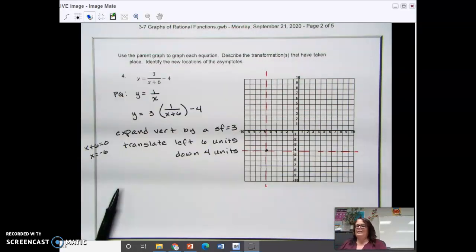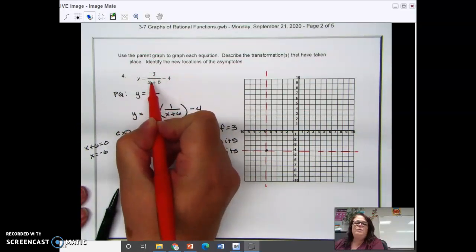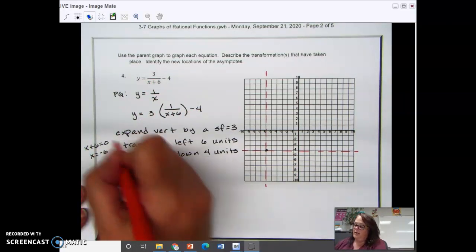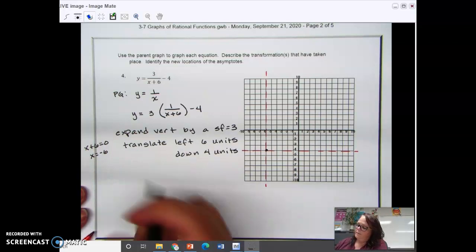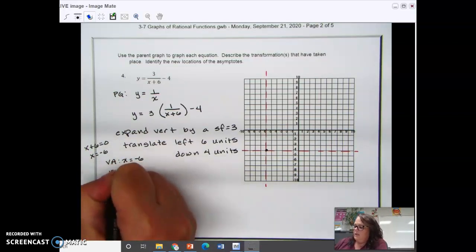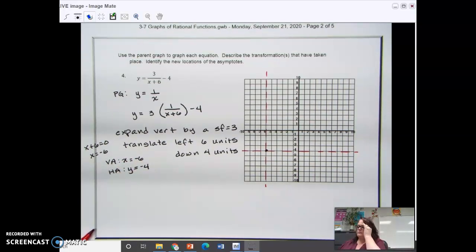Notice if I said let x get really, really big, this would go down to 0, and we would get y is equal to 0 minus 4. So it makes sense that my horizontal asymptote is at negative 4. So I have a vertical asymptote at x is equal to negative 6, and a horizontal asymptote at y is equal to negative 4. Okay.